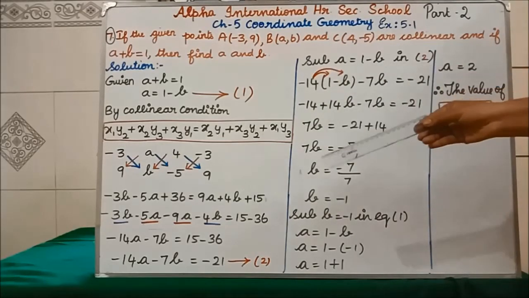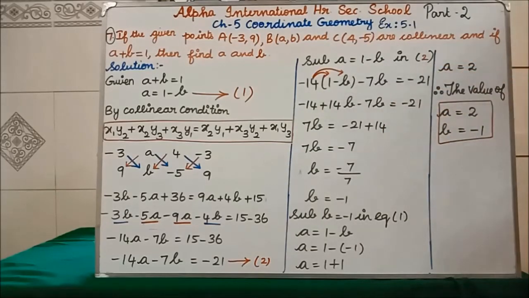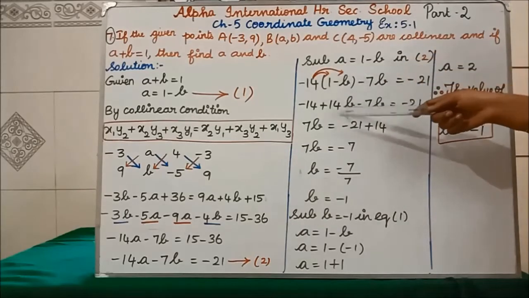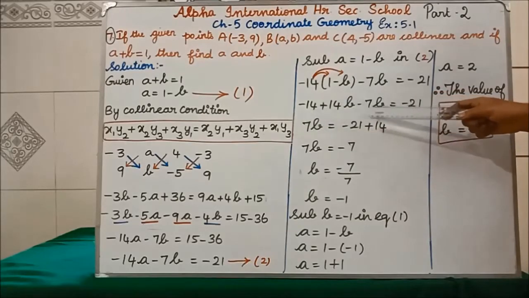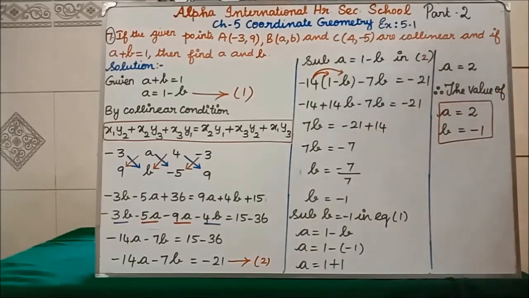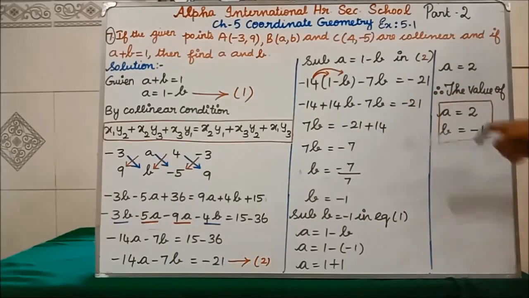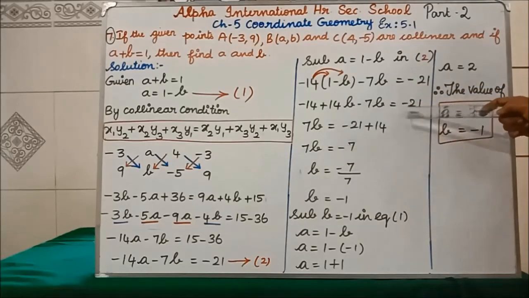Clear? -14a is there, no? So -14 instead of a, what are we having? 1 minus b. Now multiply this minus inside. -14 into 1 is -14. Minus into minus is plus 14b. -7b equal to -21. Clear? The next step, here -14, one constant term is there. Remaining is what? Plus 14b and minus 7b. Both are like terms. 14 minus 7 is what? 7b equal to -21 plus 14.